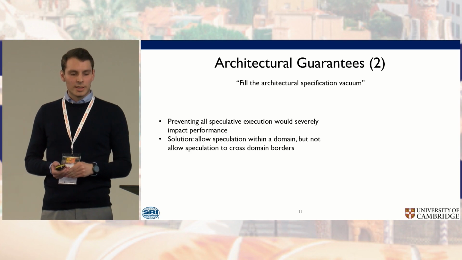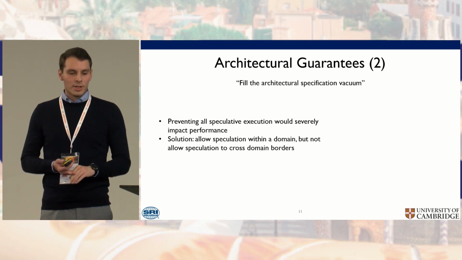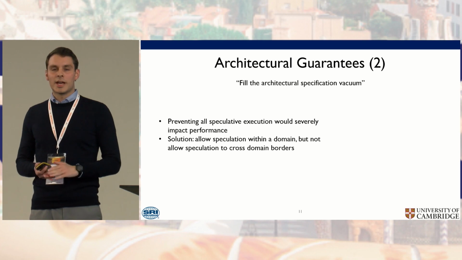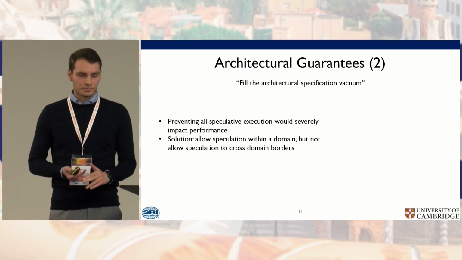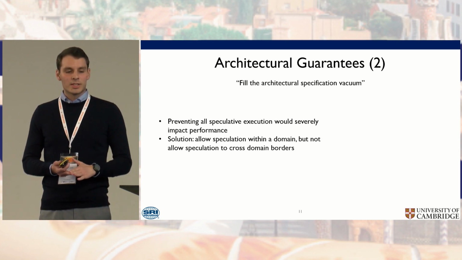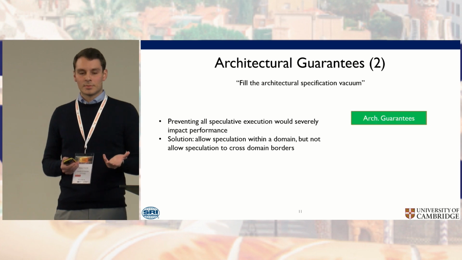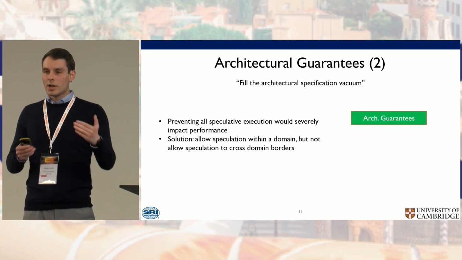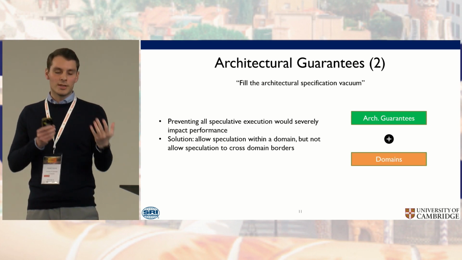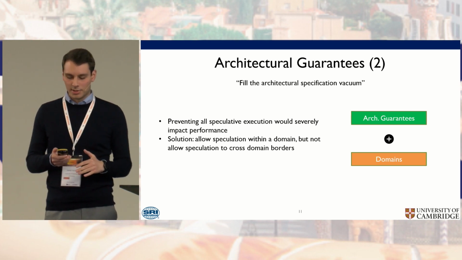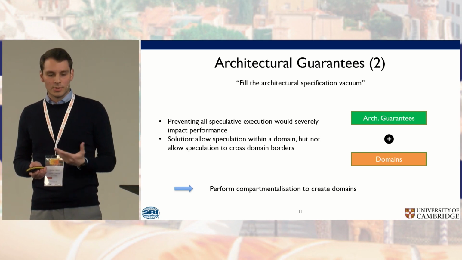So when we then look at how we design these guarantees, perfectly, we cannot prevent all speculative execution. That would be a trivial solution, but it would not be a good one because it would severely impact performance, and even the smallest microcontroller employs speculation these days. So the solution we are employing is to allow speculation within domains, but disallow speculation between domains. That brings us to the concept of architectural guarantees, which coexist then with domains. Architectural guarantees operate within a domain, and domains are protected against each other. In essence, what we are doing is compartmentalization in order to create these domains.